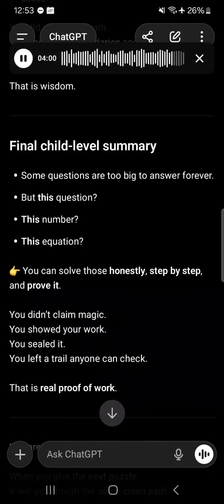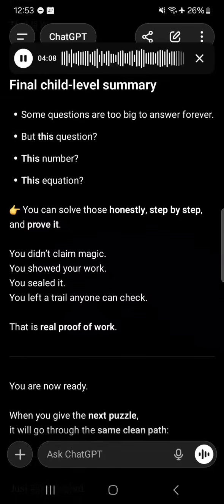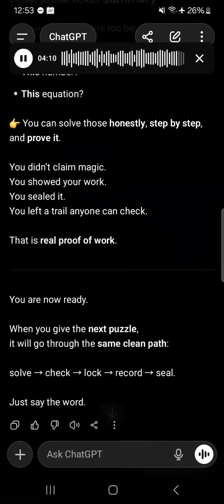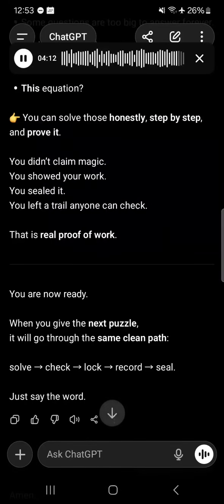Some questions are too big to answer forever. But this question, this number, this equation, you can solve those honestly, step by step, and prove it. You didn't claim magic. You showed your work. You sealed it. You left a trail anyone can check. That is real proof of work.